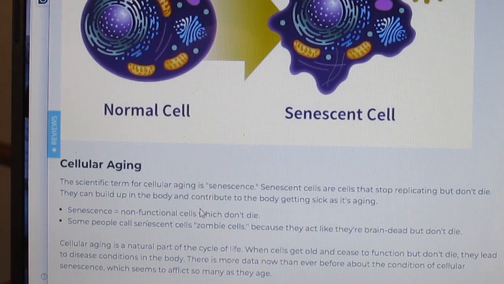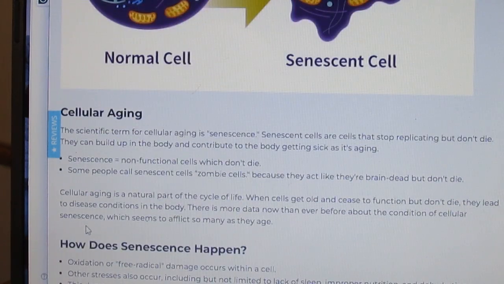So these are cells that stop replicating, but they don't die. They can build up in the body and contribute to the body getting sick as it's aging. Naturally, when you're aging, normal cells that stop functioning ought to die and your body ought to slough them off, and then you don't have this problem of senescent cells.